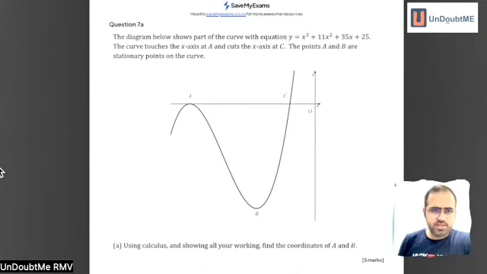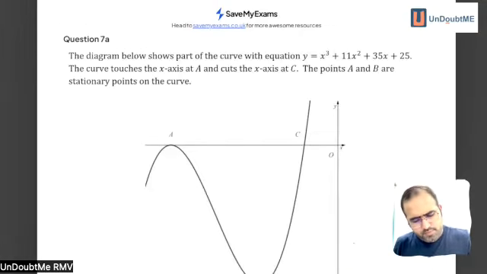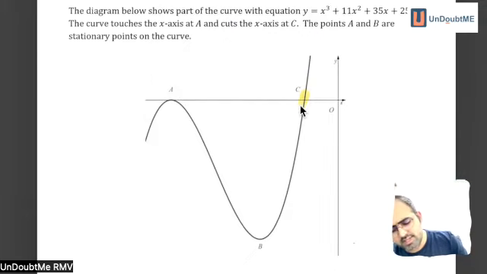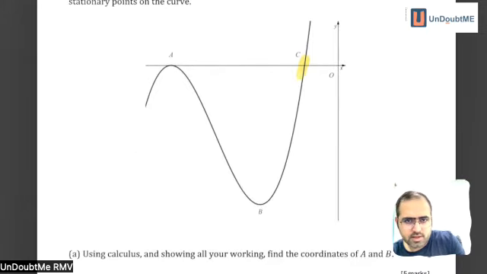Let's have a look at this question now. The diagram shows part of the curve. The curve touches the x-axis at A and cuts the x-axis at C. Touches means over there we are getting equal roots, and when it is cutting, over there it is just one root. So this is a cubic graph, as you can see in the equation also, that it's a cubic equation.